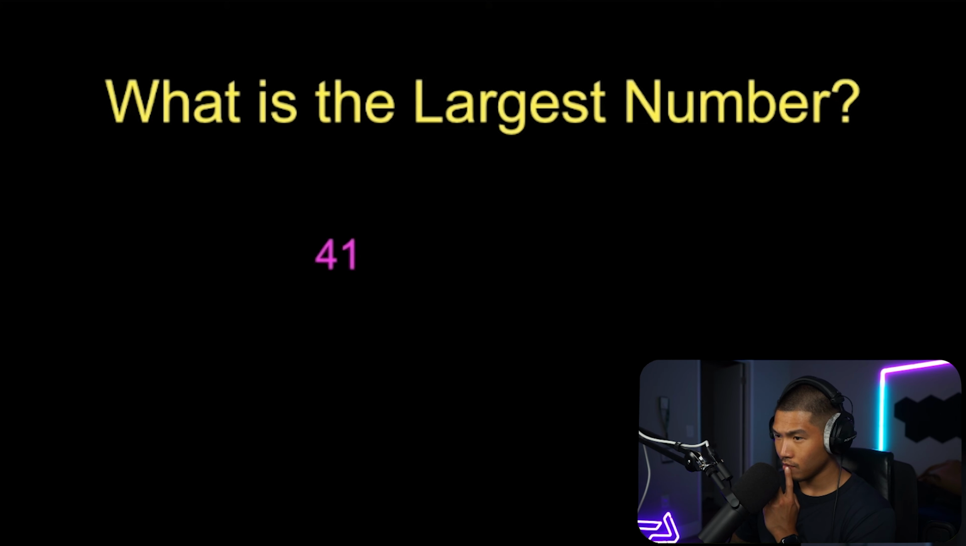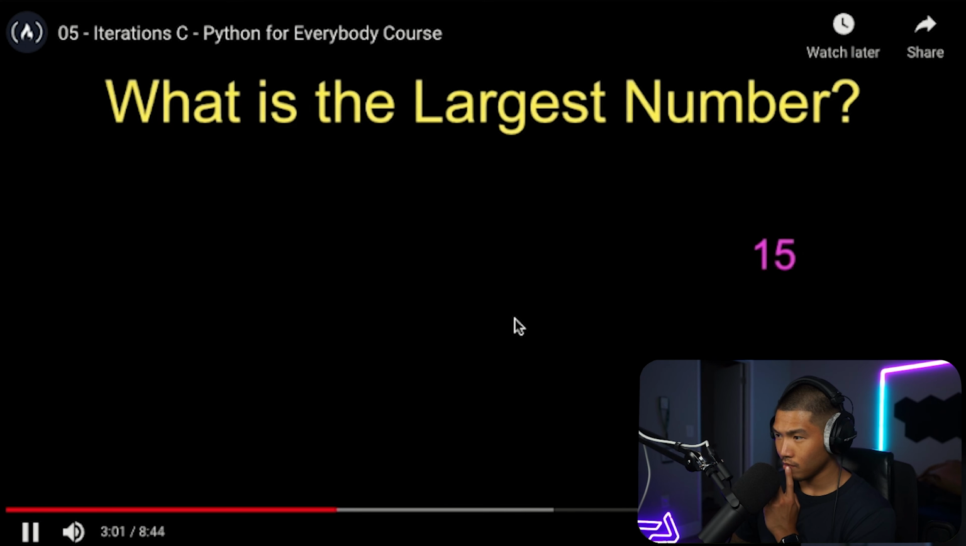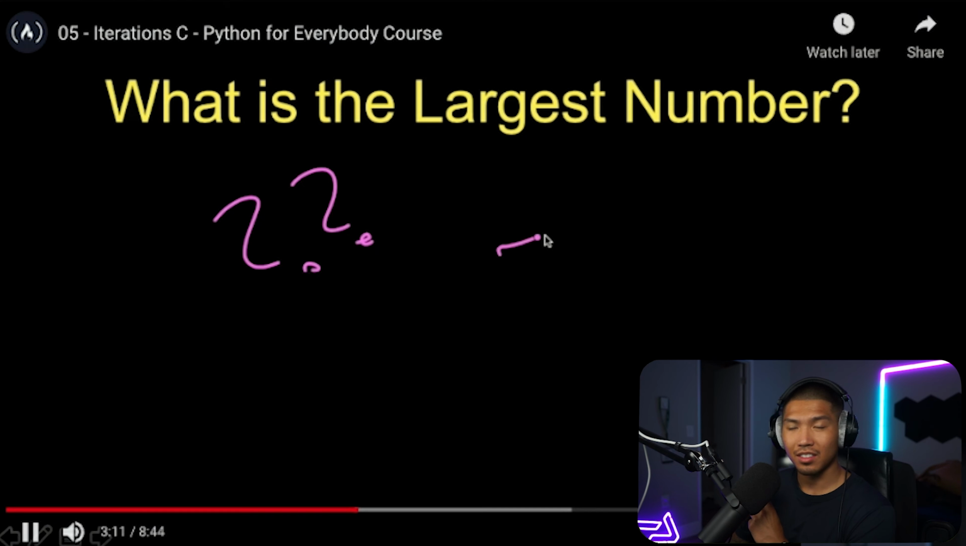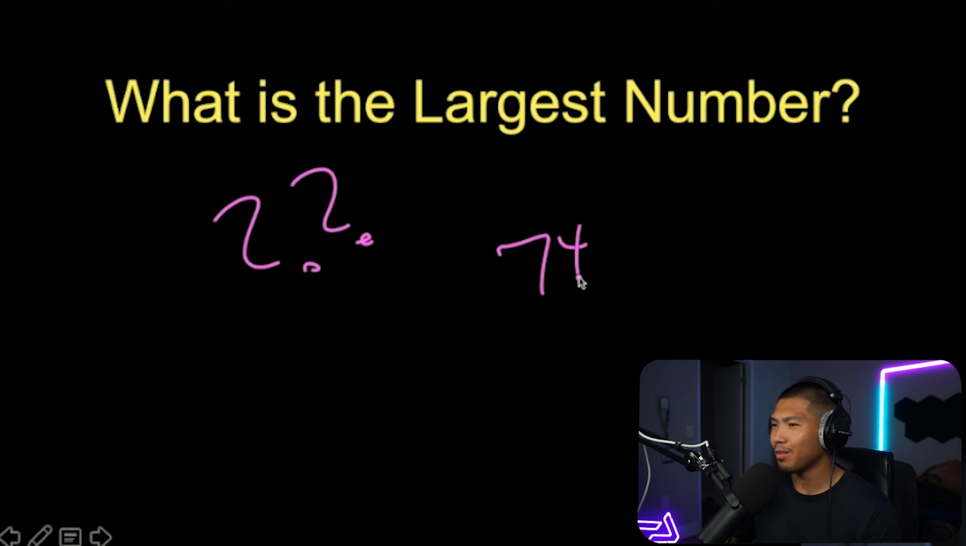Here's your first number, second number, third number, fourth number, sixth, and last number. What was the largest number? It wasn't too hard. It was 74. But that's not the question. How did your brain arrive at 74?